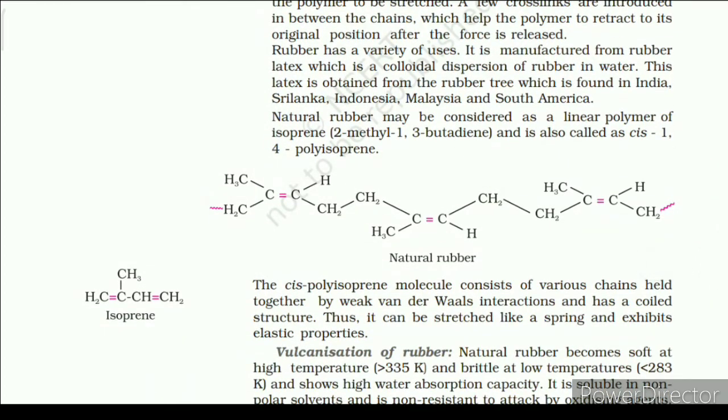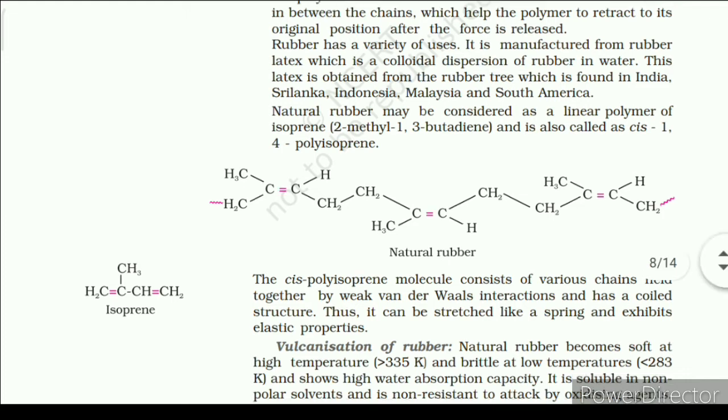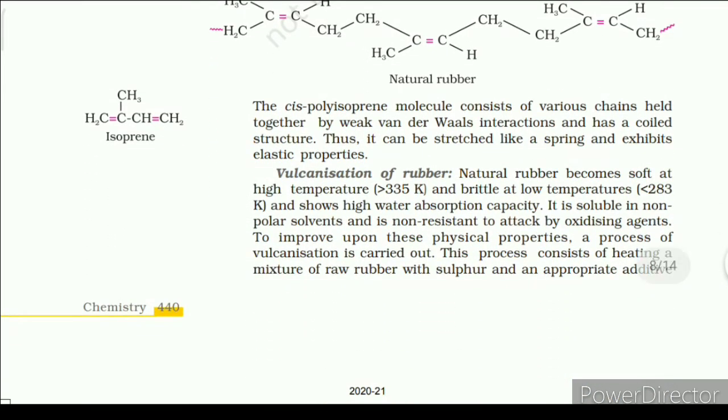Cis-polyisoprene molecules consist of various chains held together by weak van der Waals interactions and have a coiled structure. Thus, it can be stretched like a spring and exhibits elastic properties. Vulcanization of rubber.